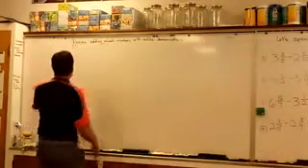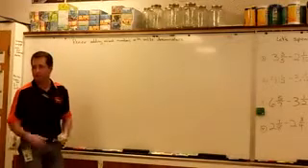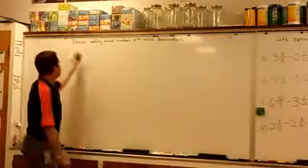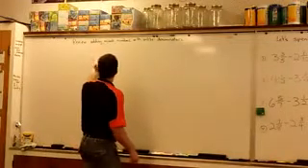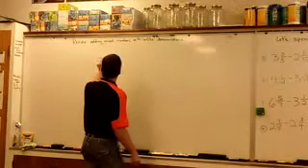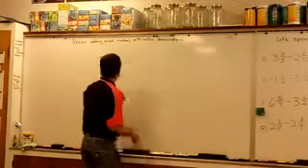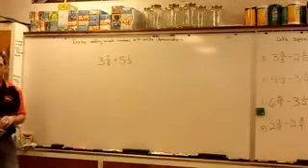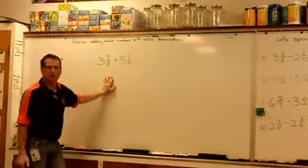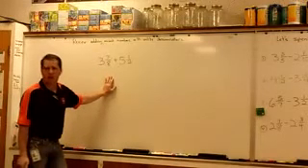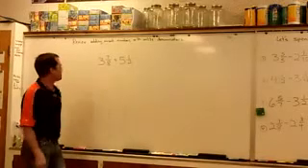We're going to review adding mixed numbers with unlike denominators. Go ahead and write this problem down. The denominators are 8 and 2. They're different. We can't add those together. We need to find a common denominator.